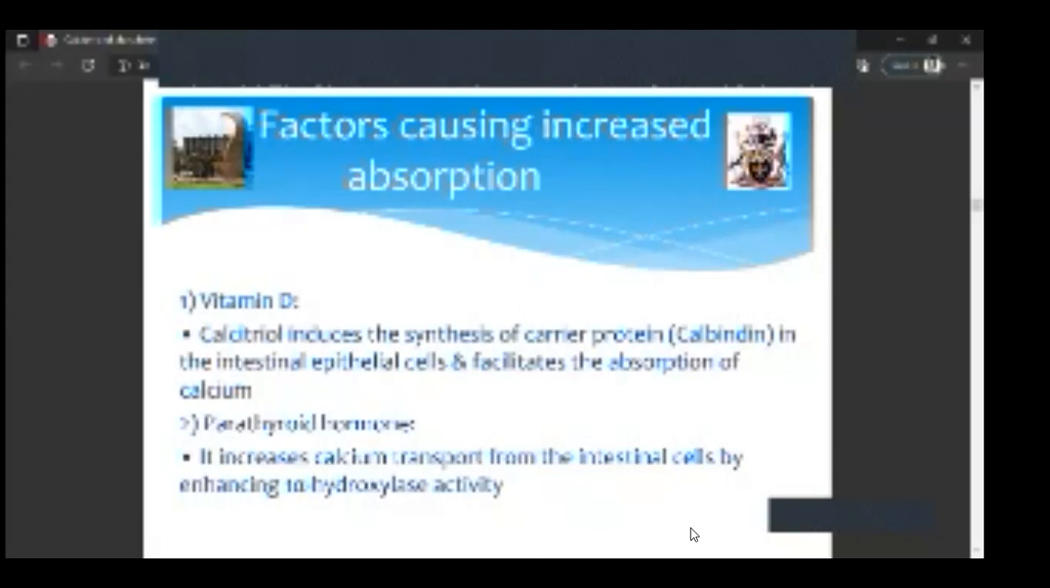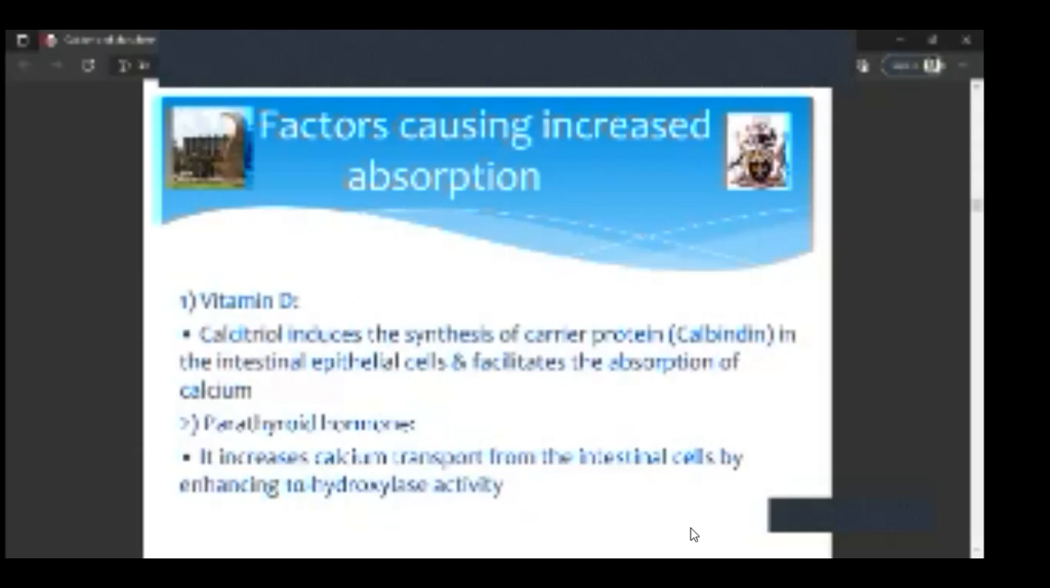We also have parathyroid hormone, which increases calcium transport from the intestinal cells by enhancing the enzyme 1-alpha hydroxylase. And we know parathyroid hormone is secreted from the parathyroid glands.